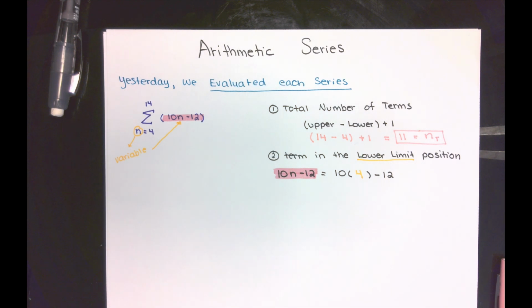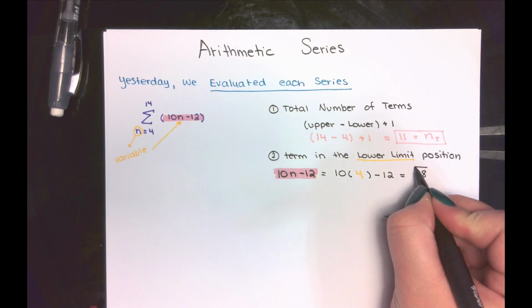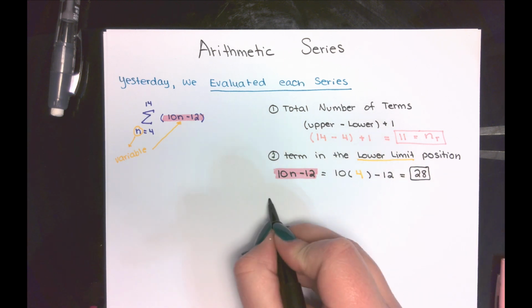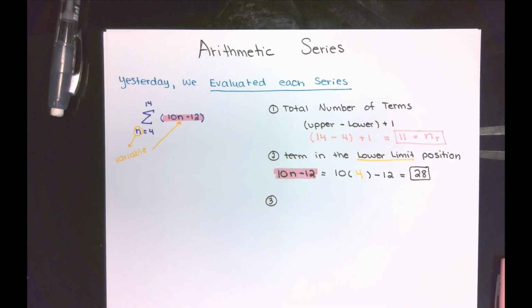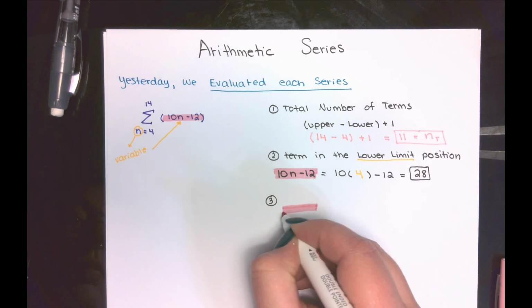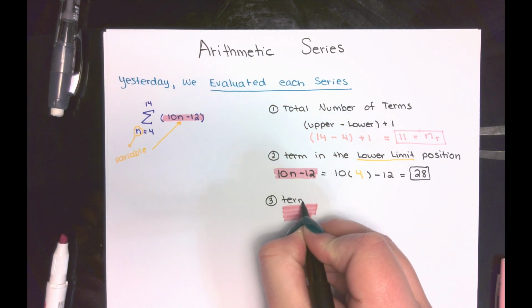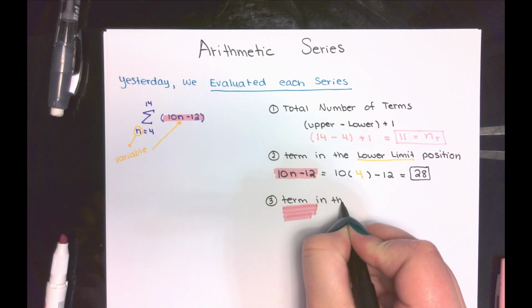So we are going to type that into the calculator or do it by hand. We got 10 times 4, which is 40, subtracting 12, we get 28. So the term in the lower limit position is 28. The third thing I asked you to find is the term in the upper limit position. So term in the upper limit.